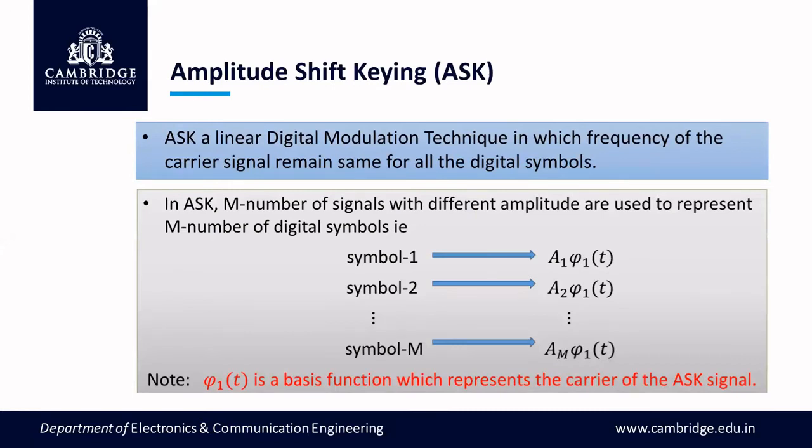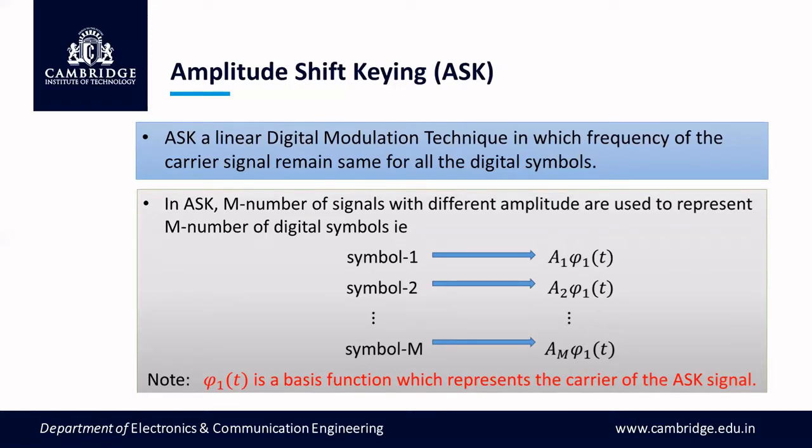In ASK, M number of digital symbols are available. So we need M number of signals with different amplitudes, but the same frequency and phase. As I said already, since the frequency remains the same for all the symbols, the modulation technique is linear. So you can choose different amplitudes for the carrier signal to represent different digital symbols.